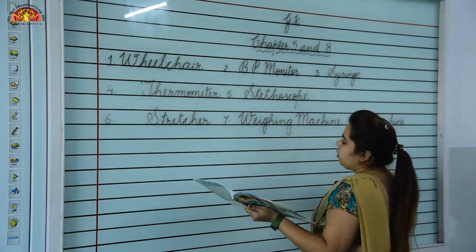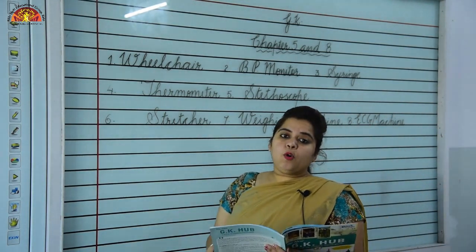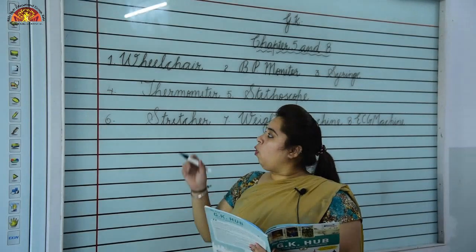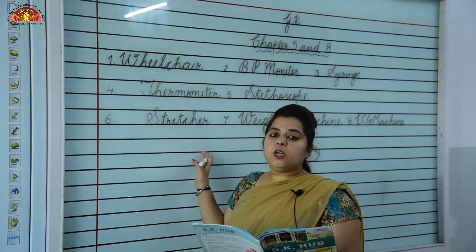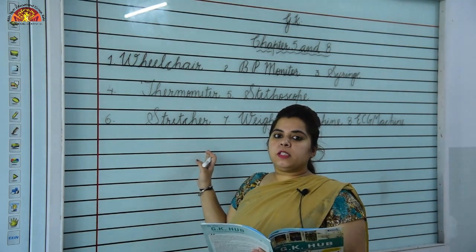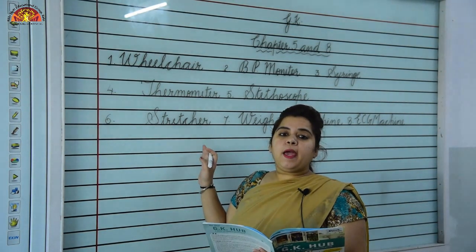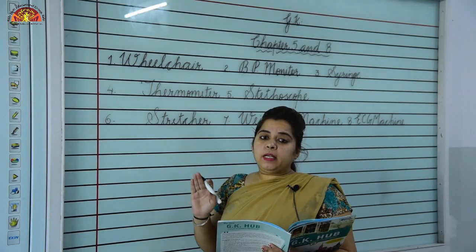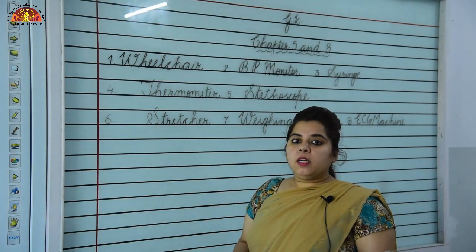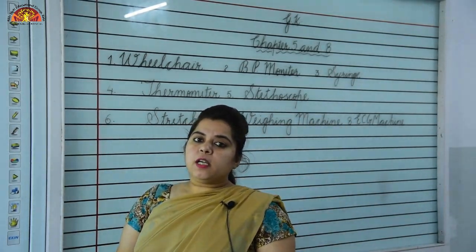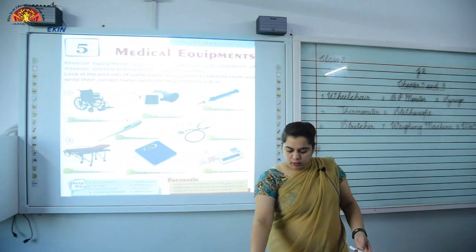MACHINE, machine. Children, I hope you must have understood all the spellings. You must have understood how to write all the words. You have to write all the words in very beautiful handwriting. These are the medical equipments which are used by doctors. Now we will study chapter number 8, types of books.